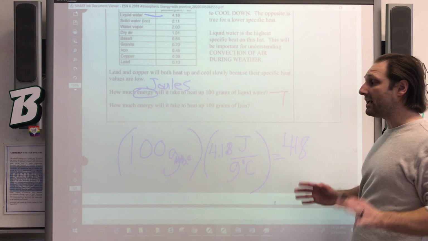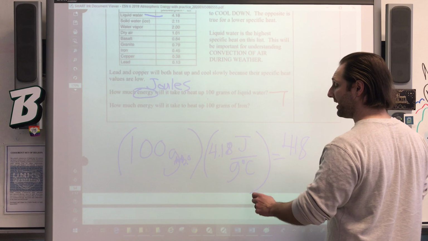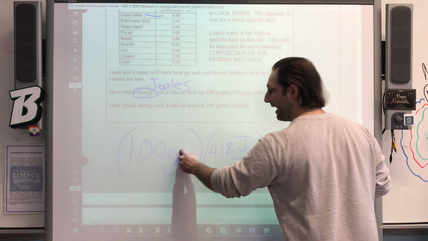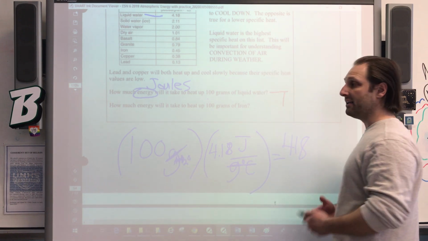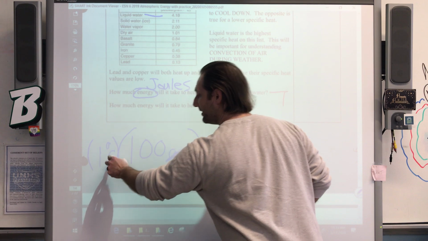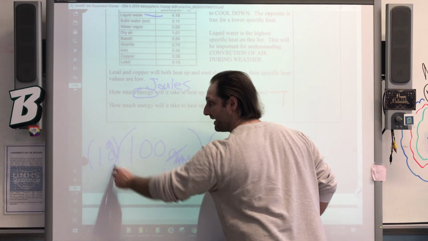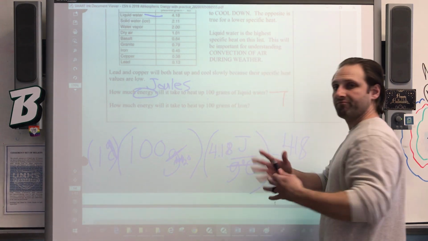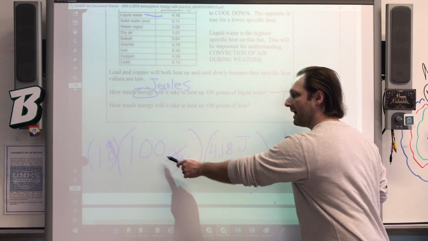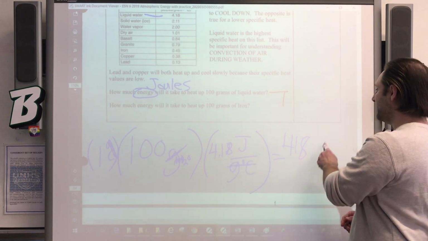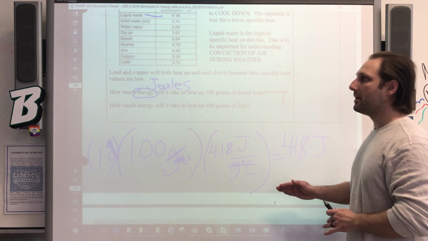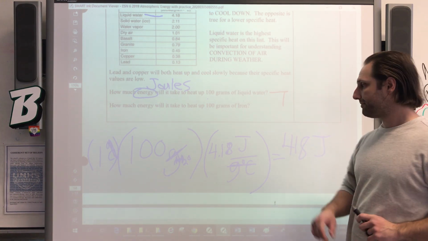And for our sake right now, I'm going to say that we are going to just eliminate this whole unit at the bottom and this unit here, because we're saying we're only raising it up 1 degree C. So ultimately, this unit will cancel, but 100 times 1 just becomes 100. Right? So 100 grams will need 418 joules of heat energy to raise up 1 degree C.